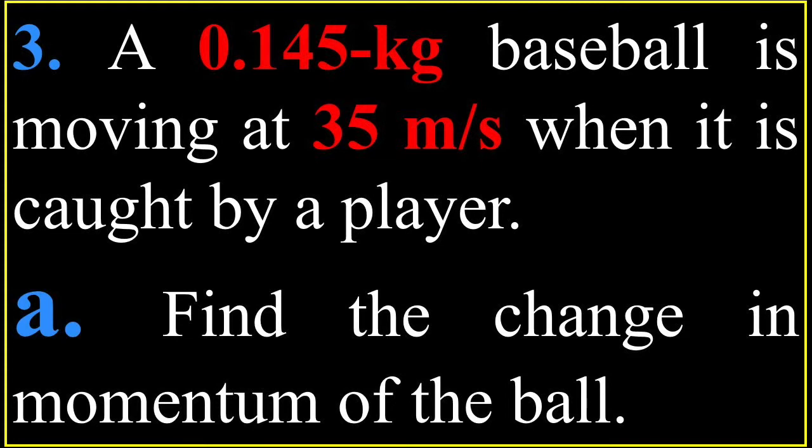Number 3, a 0.145 kilogram baseball is moving at 35 meters per second when it is caught by a player. A, find the change in momentum of the ball. So the ball's initial velocity is 35 meters per second, and it'll go down to 0. So it'll be 0 minus 35.